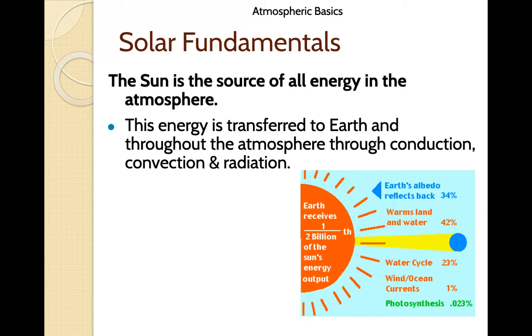The sun is the source of all energy on Earth. It's what makes wind, weather, everything. This energy is transferred to the Earth and through the atmosphere through conduction, convection, and radiation.